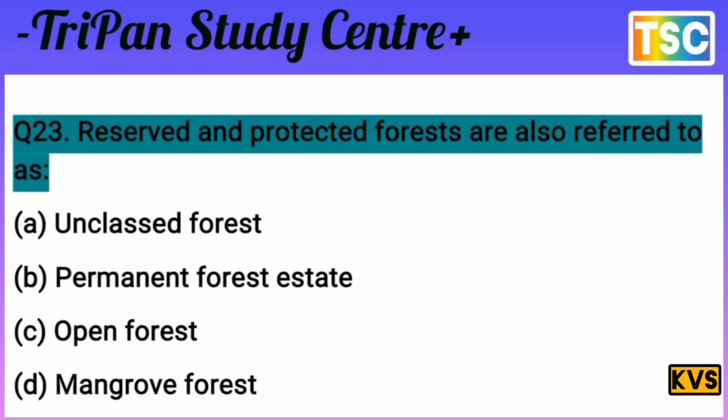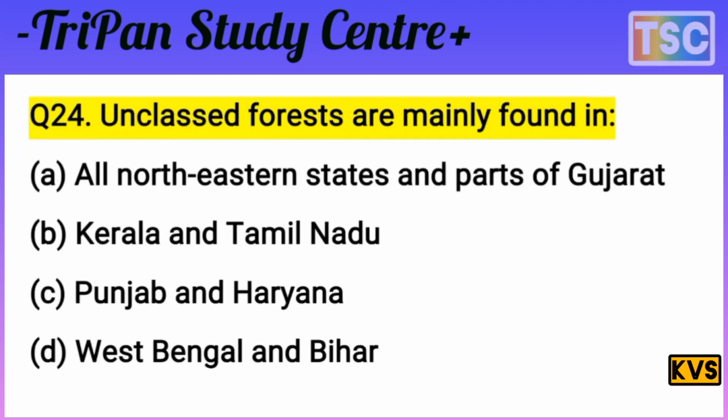Let's see what our answer is for this question. The question is clear: reserve and protected forests are also referred to as. Unclassed forest is not the answer. Open forest is not correct, and mangrove forest is not correct. The correct answer is B, permanent forest estate. Reserve and protected forests are also referred to as permanent forest estate. Option B is correct. That's an important answer.